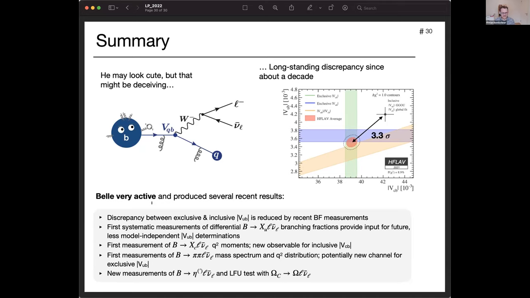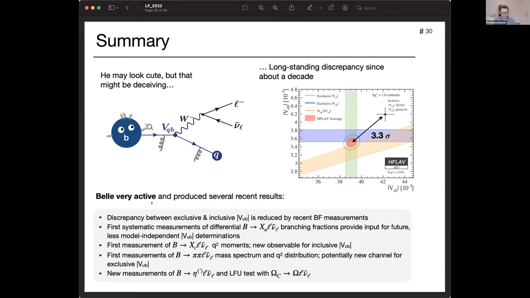One of the highlights here is that the discrepancy between exclusive and inclusive Vub is reduced with the latest branching fraction measurement from Belle. It's now only 1.3 sigma. The first systematic measurements of differential B to X_u l nu branching fractions have been done last year, which will pave the way for more model-independent Vub determinations. Belle measured the B to X_c l nu q squared moments for the first time, which provide a new observable and can be included also in existing inclusive Vcb fits.